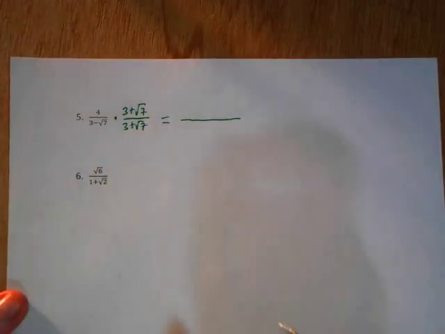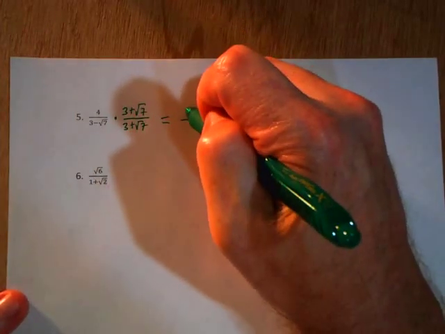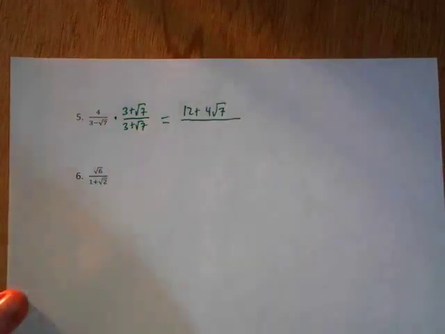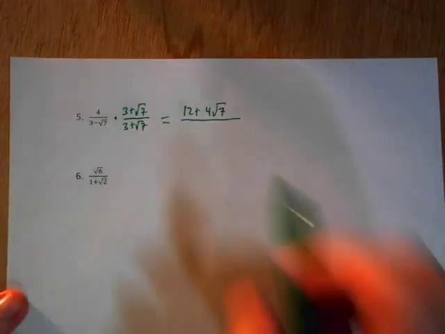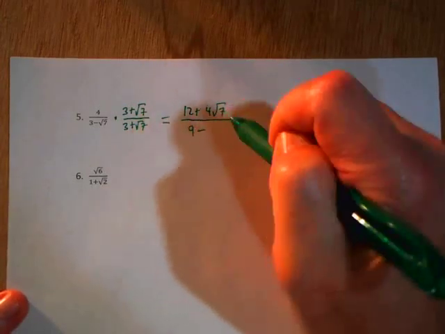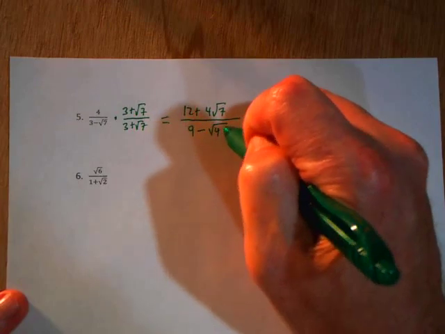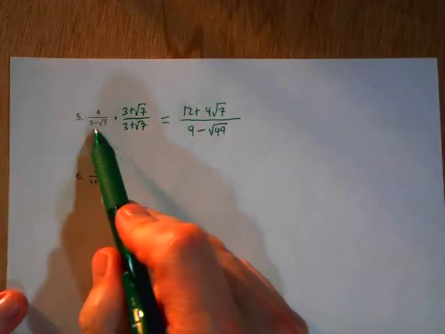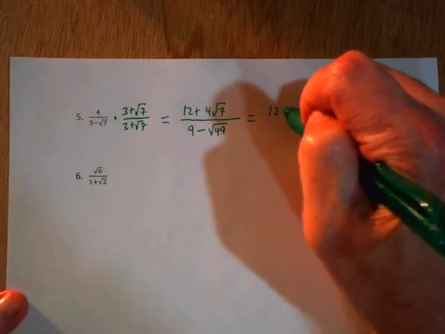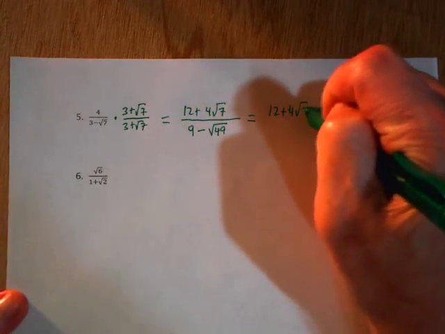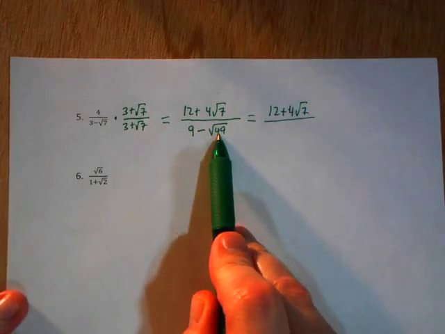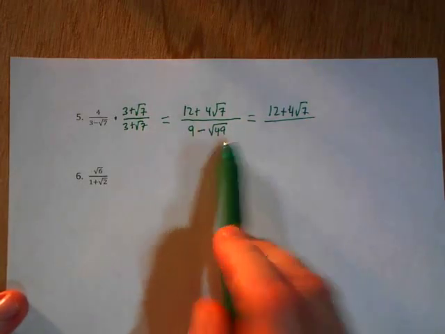Alright, this time I'll do the top first. Up on top I have 12 plus 4 square roots of 7. Down on bottom I'm going to have 9 minus square root of 49. Again, when you do the multiplication, the middle two terms add up to 0. That's 12 plus 4 square roots of 7. Divided by, I'm going to do 2 steps in one here. Square root of 49 is 7. 9 minus 7 is 2.